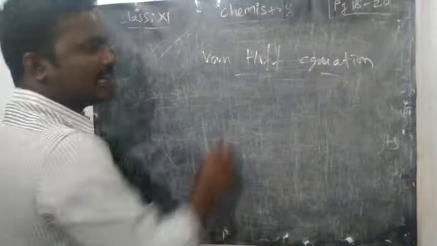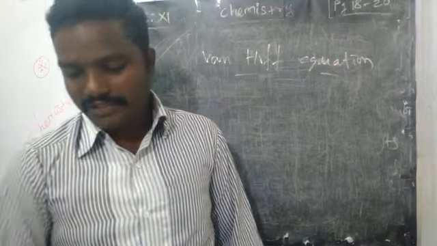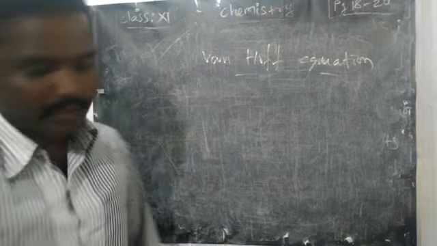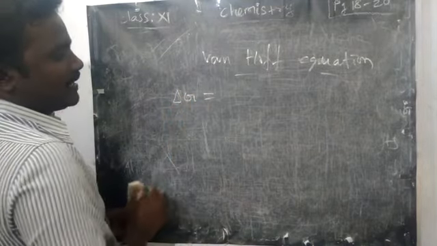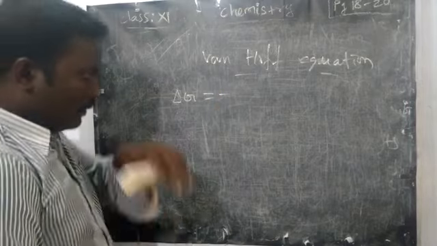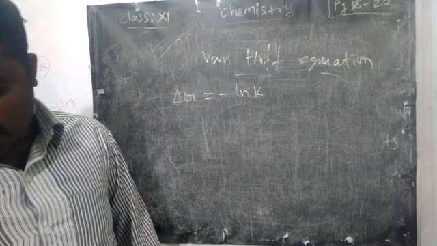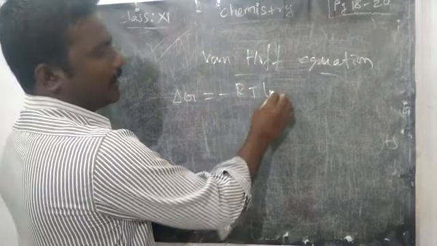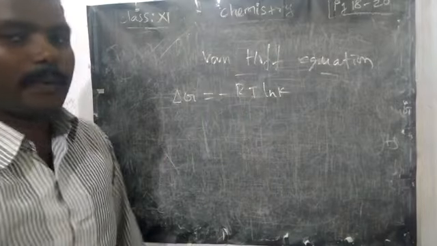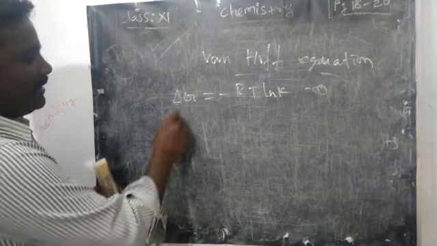So by using the equilibrium constant and delta G, what is delta G? Free energy. Okay. So free energy change delta G is equal to minus RT ln K. Ln means natural logarithm, which is multiplied with RT. Okay, equation 1.